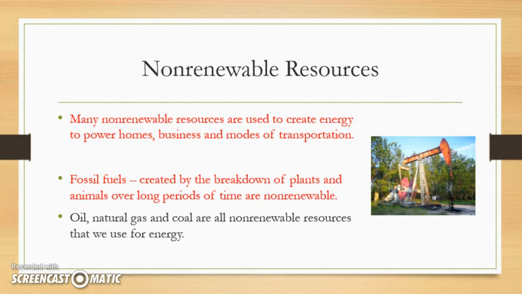When it comes to non-renewable resources, these unfortunately are what we rely on for energy, to power your home, businesses, even modes of transportation. Fossil fuels are probably the most well-known non-renewable resource. Fossil fuels are created over the course of millions of years with the breakdown of plants and animals, making them, of course, non-renewable. Oil, natural gas, coal, all of these are non-renewable resources that we use for energy on a daily basis.